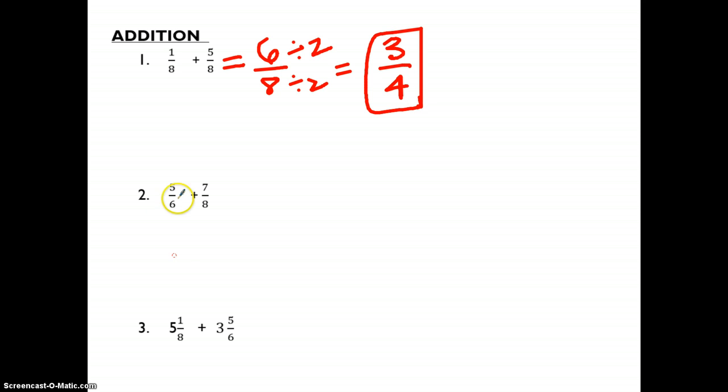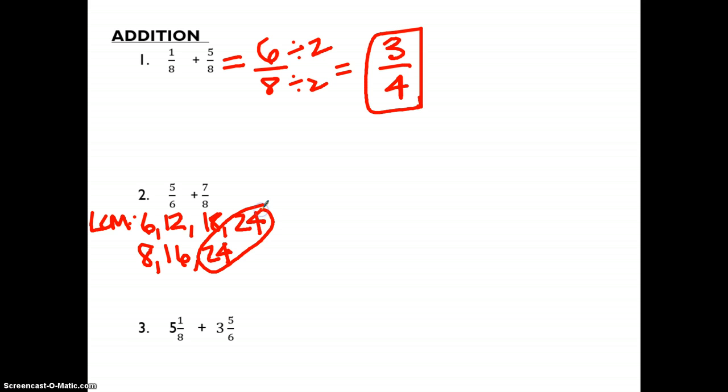The second one, I have 5/6 plus 7/8, and I notice that 6 and 8 are not common denominators. And to find a common denominator, I can find the least common multiple of both of them. So if I do that, the LCM of 6 is 6, 12, 18, 24, and then of 8 is 8, 16, 24, and you will notice that 24 is our least common multiple, so that's our least common denominator.